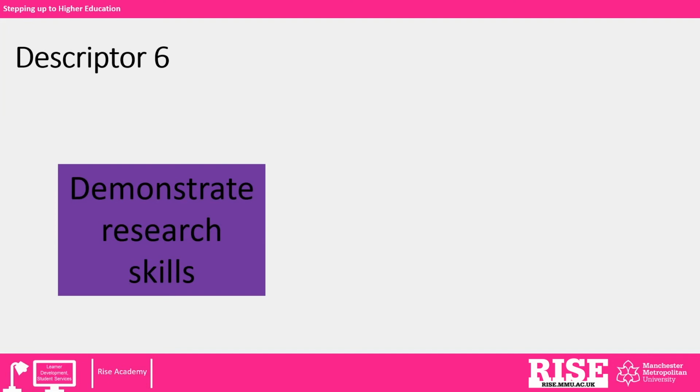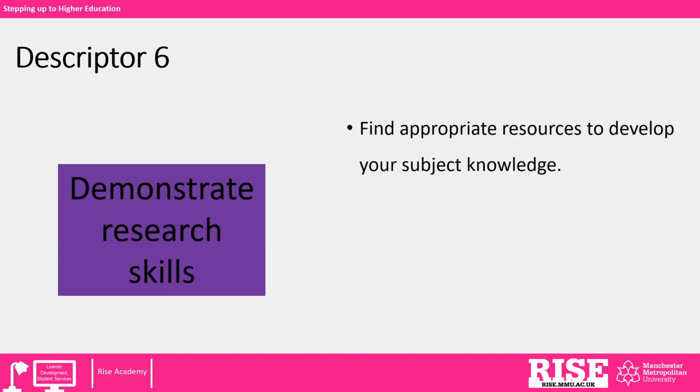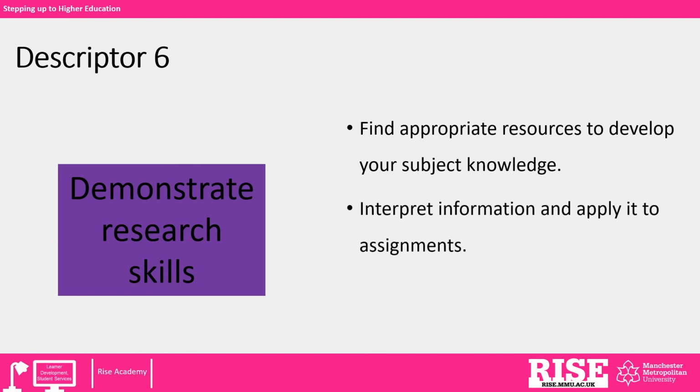Descriptor 6 is demonstrate research skills. You need to show that you can find appropriate resources to develop your subject knowledge. You also need to demonstrate that you can interpret information and apply it to assignments. This is where the library is going to become really useful to you. When you start university, visit the library and make sure that you're comfortable using the resources. As part of your induction, there will probably be tutorials that are focused on the library. Make sure that you attend these if you can, as they will be really helpful when it comes to finding information you need.